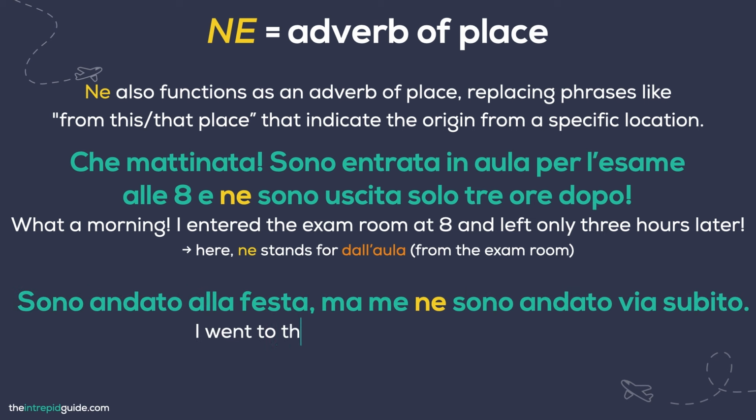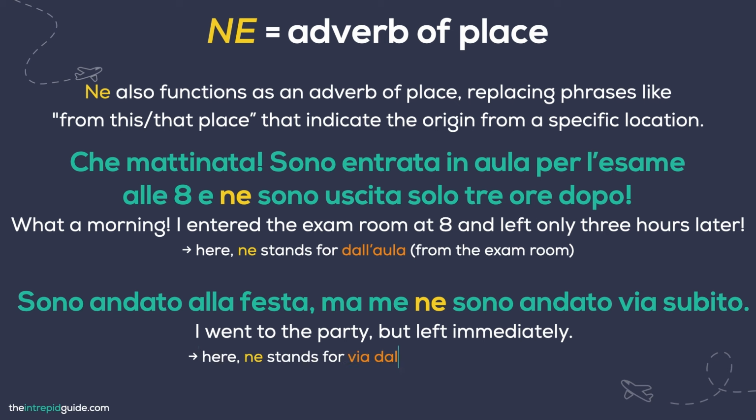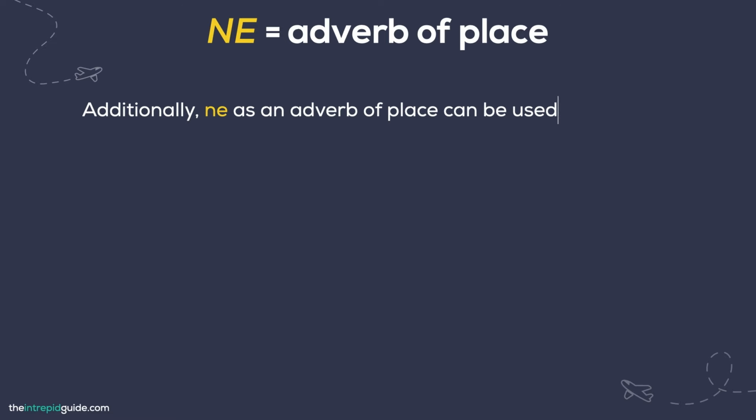Sono andato alla festa, ma me ne sono andato via subito. I went to the party but left immediately. Here, ne stands for via dalla festa, from the party. Additionally, ne as an adverb of place can be used figuratively.